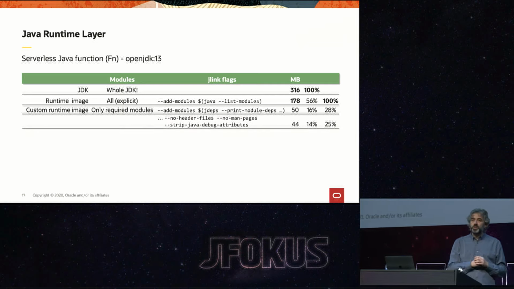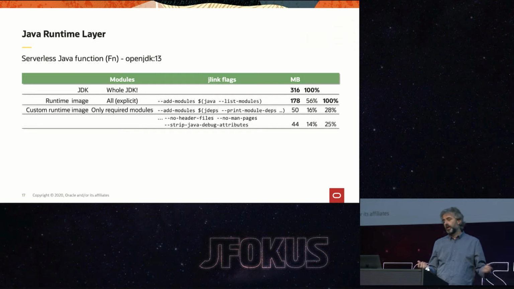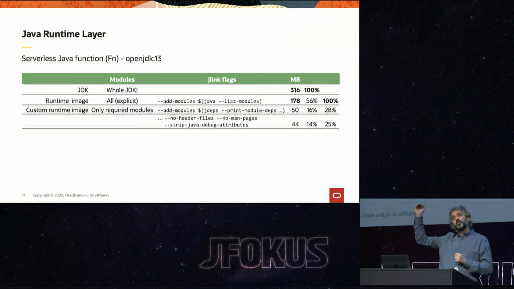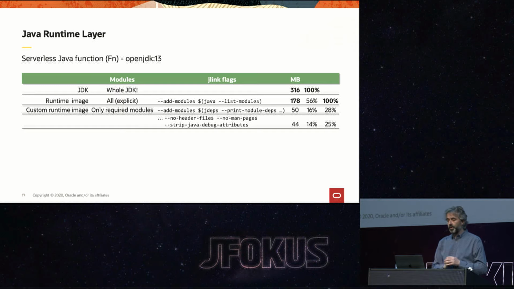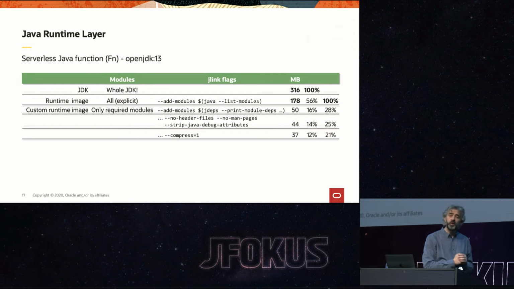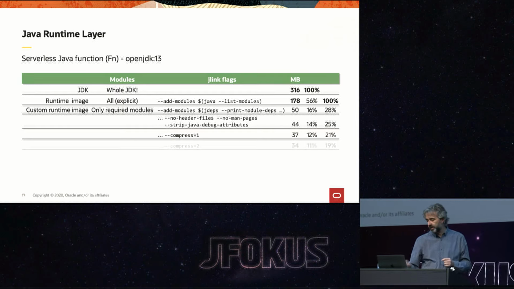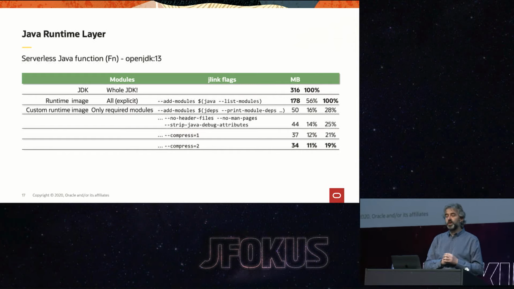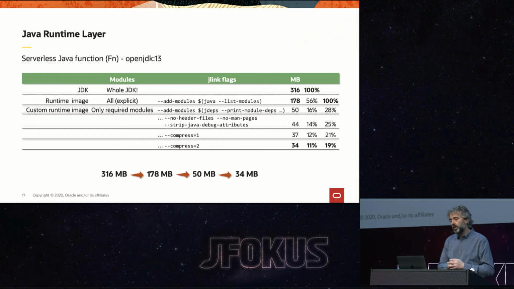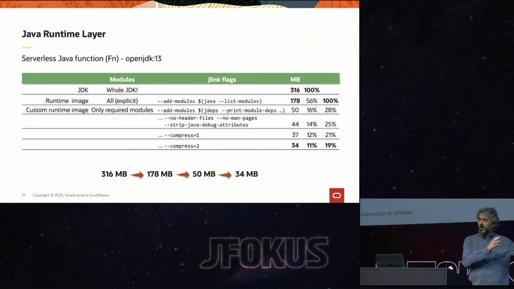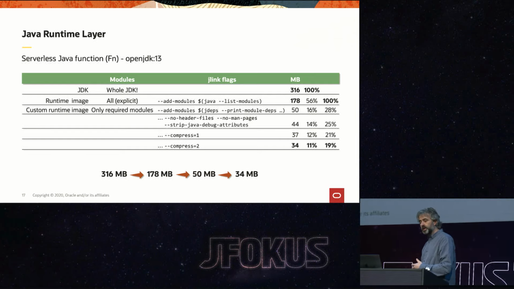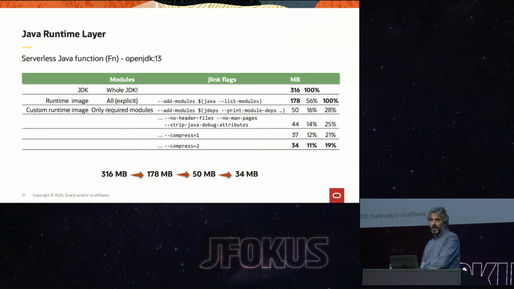We can remove, using jlink, some information that is not needed, like header files and man pages, and we can also strip out some debug information. If we do that, from 50 megabytes, we will go down to 44 megabytes. In jlink, we have two levels of compression. Level 2 is basically zip deflate. We'll go from 44 megabytes to 34 megabytes. So by using jlink, we can go from a whole JDK that weighs over 300 megabytes to a custom Java runtime that, in this case, only weighs 34 megabytes.